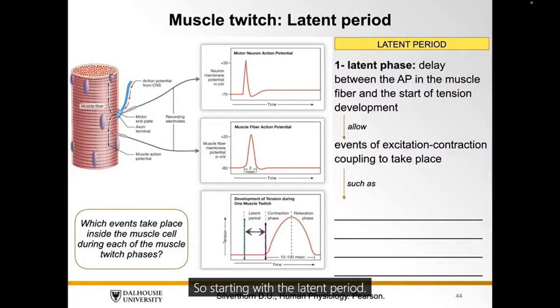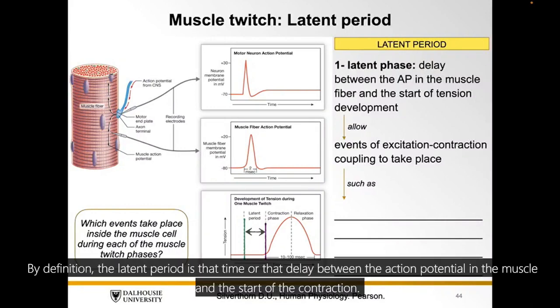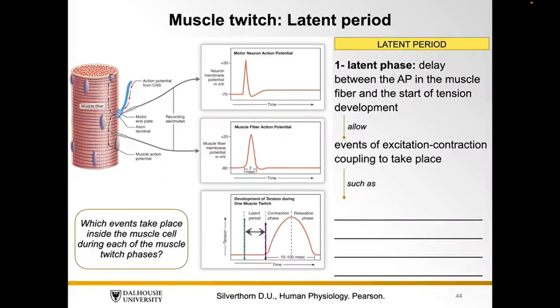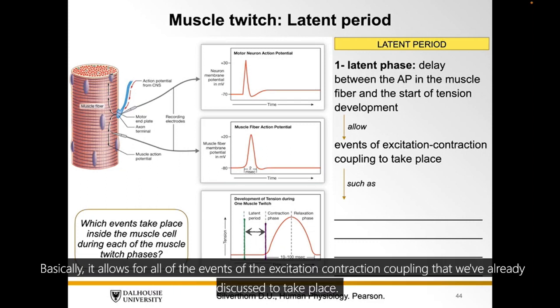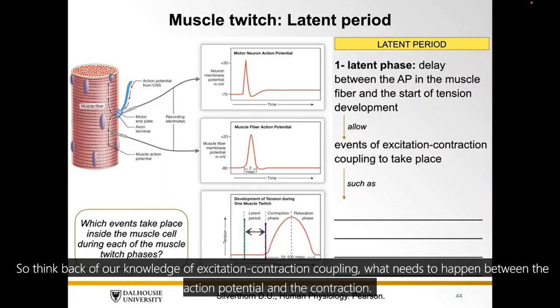So starting with the latent period. By definition, the latent period is that time or that delay between the action potential in the muscle and the start of the contraction. So what happens inside the cell during that latent period? Basically, it allows for all of the events of the excitation-contraction coupling that we've already discussed to take place. So think back of our knowledge of excitation-contraction coupling. What needs to happen between the action potential and the contraction?